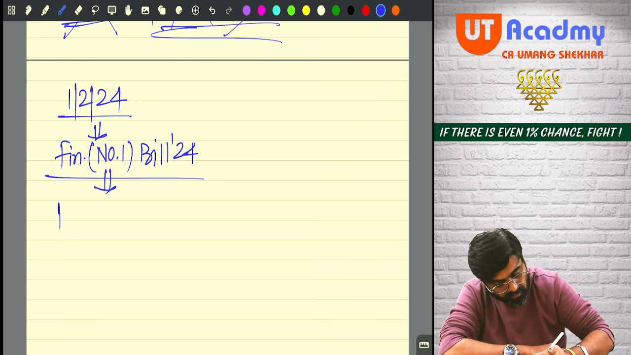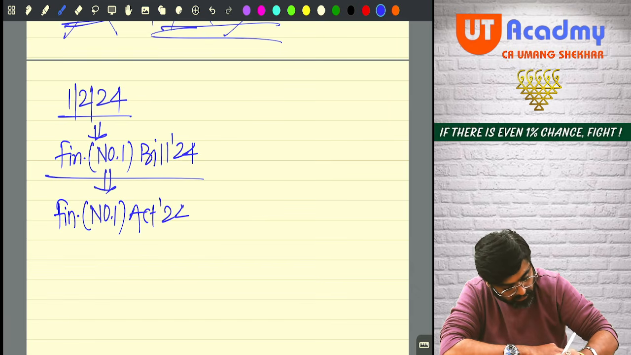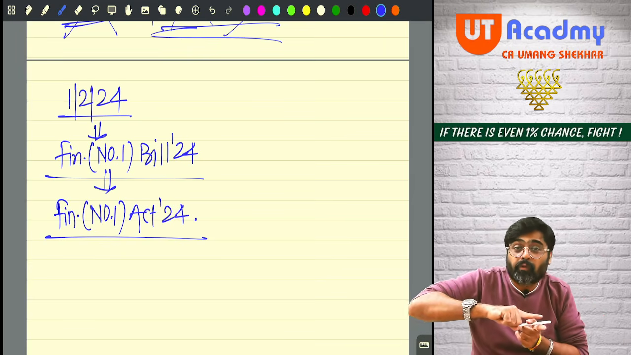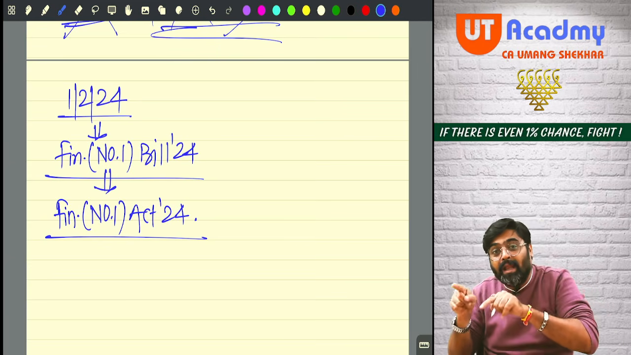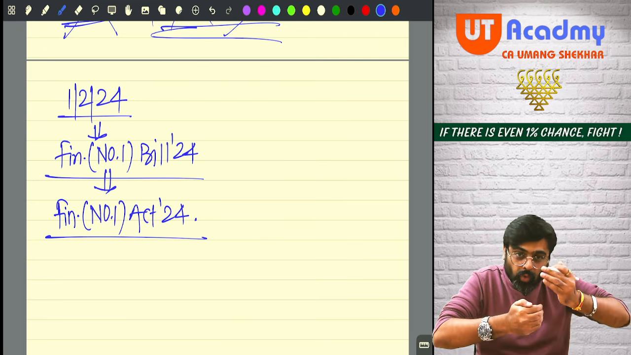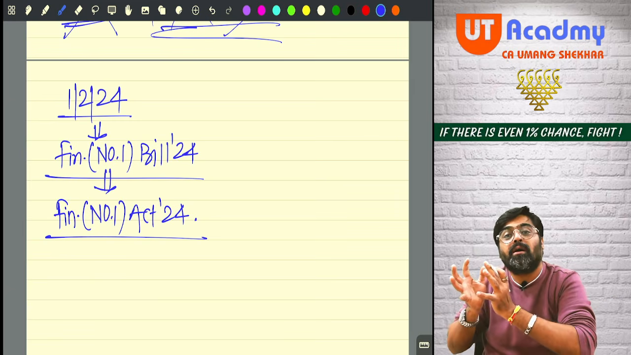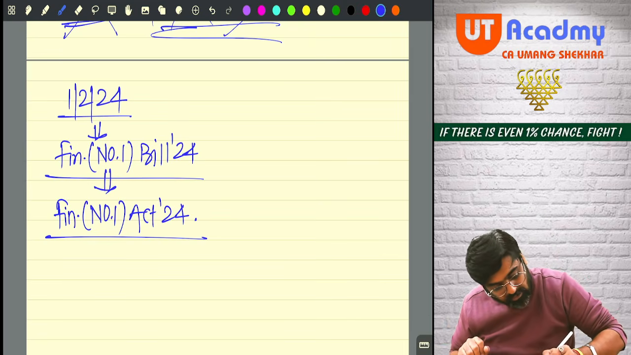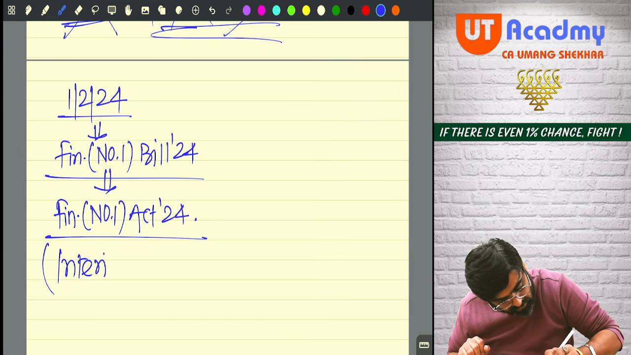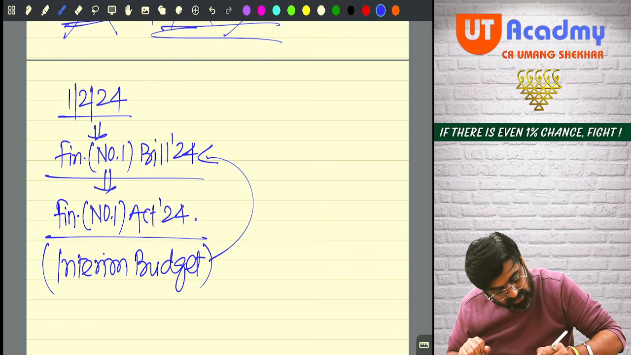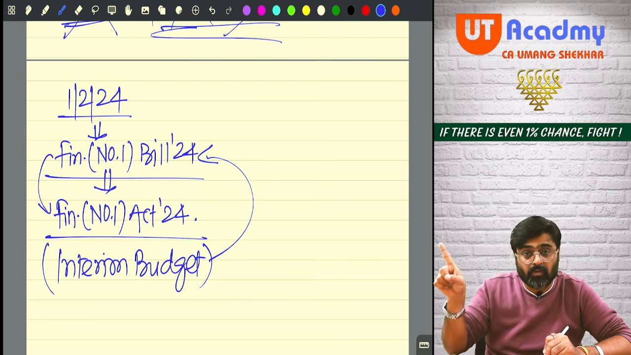From this, Finance number 1 Act 2024 was passed. This was the budget of the government prior to election. That okay, before the election takes place, to run the country in the next year, let us make a rough budget. That rough budget before the election which is made, this is known as interim budget. And from this interim budget, Finance Act 24 number 1 was made.